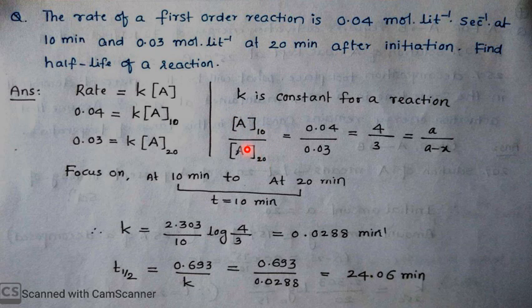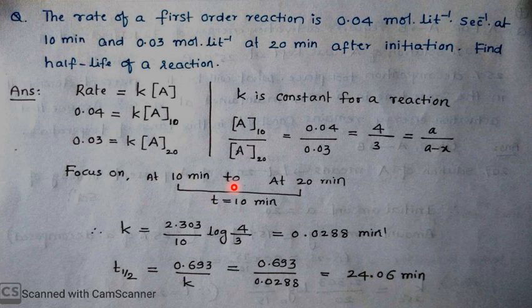Here we are not discussing the initial position. Just take this as the initial, 10 minute. After 10 minute is a value, and after 10 minute, that is at 20 minutes, again it is a minus x value. So a by a minus x. Focus on what is happening from 10 minute to 20 minute. This is important.